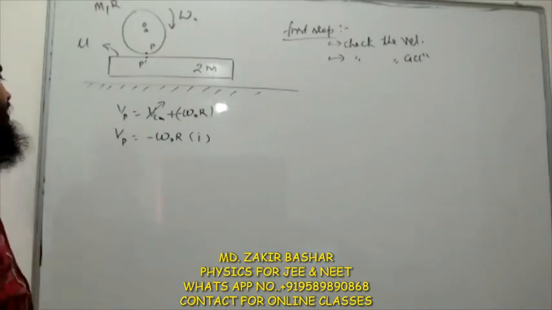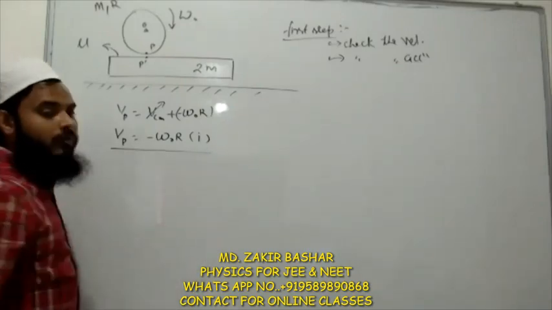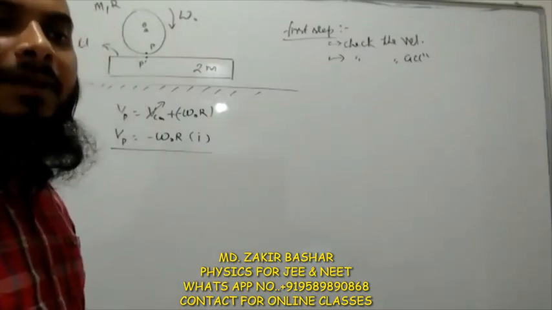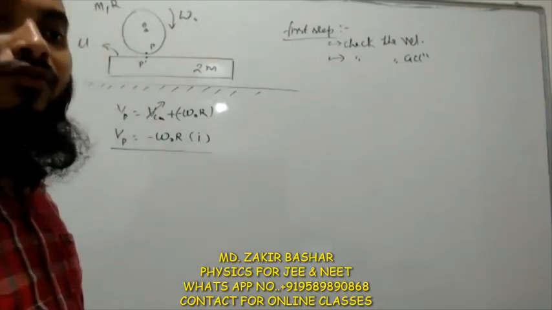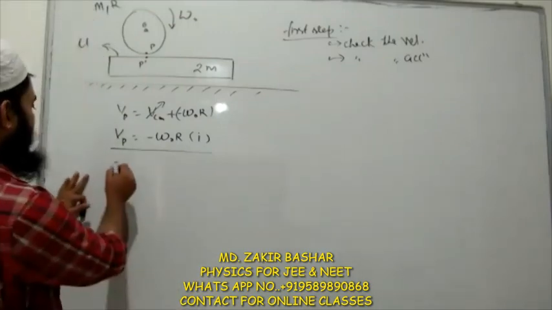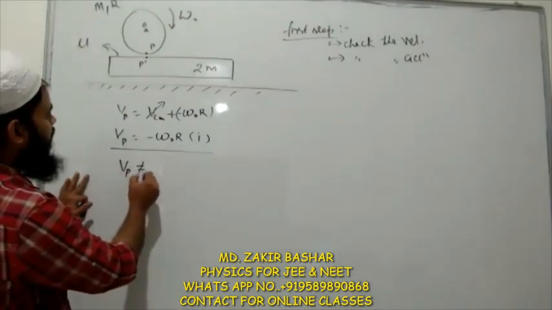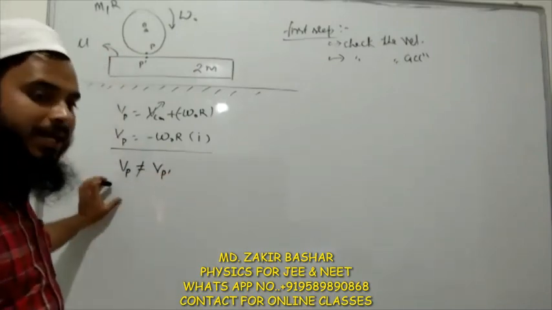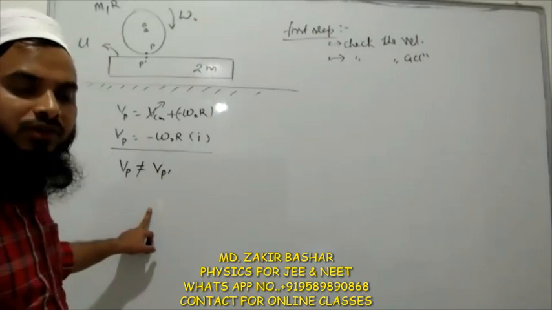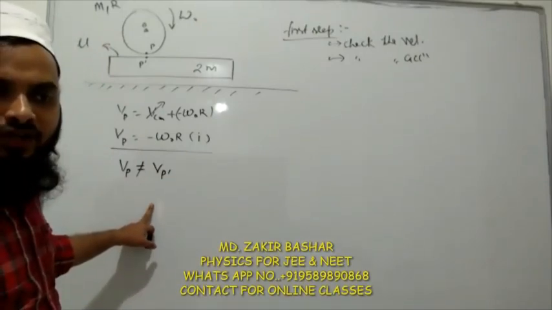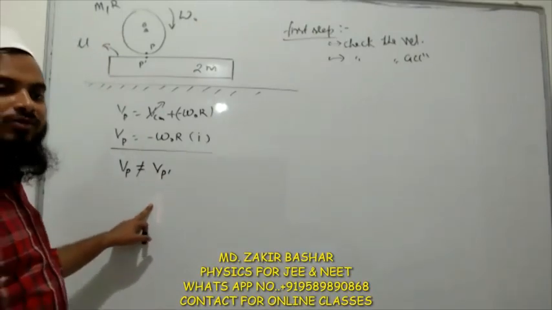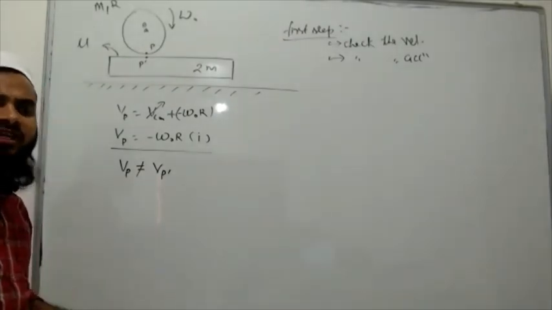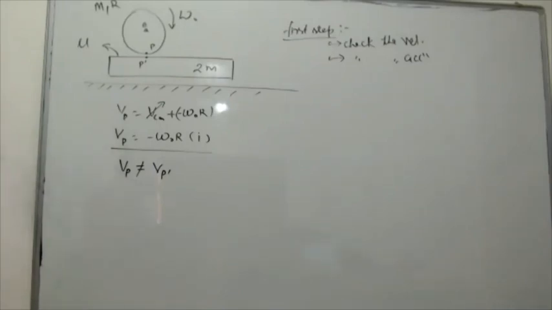It is very clear that this is the first step of any question of this type. So from here it is clear that Vp is not equal to Vp dash, the velocity of the point P of the disc is not equal to the velocity of the point P dash of the plank. Now see, if the velocity is not equal at t equals 0, then you can apply the concept of friction.